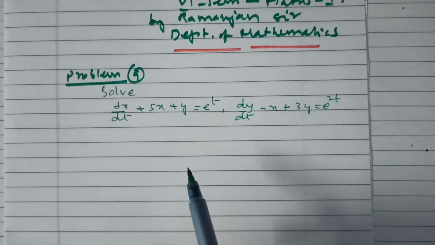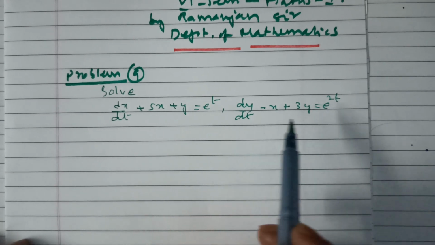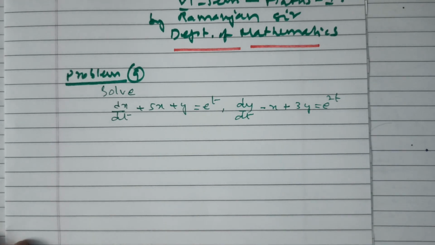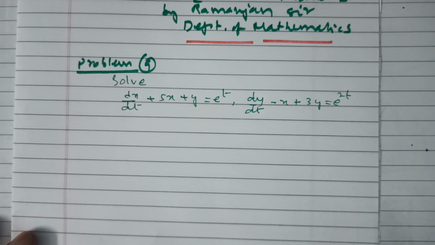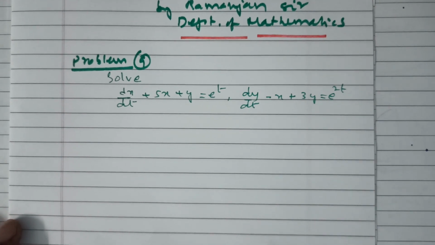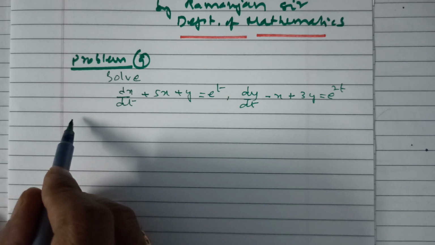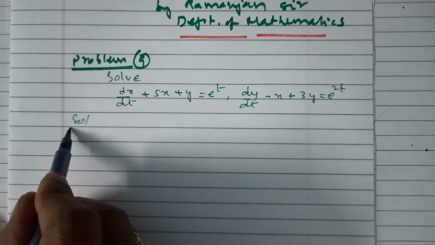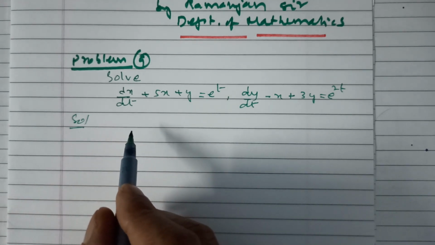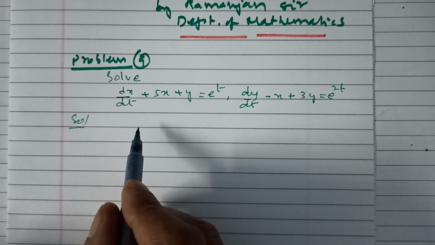Till now, up to 8 problems, we have only the right side being 0 and only the left side to solve. Now CF and also PI must be found for the variables. Solution. Solve these two equations to find the variables x and y, and x and y are to be found with the CF and PI.